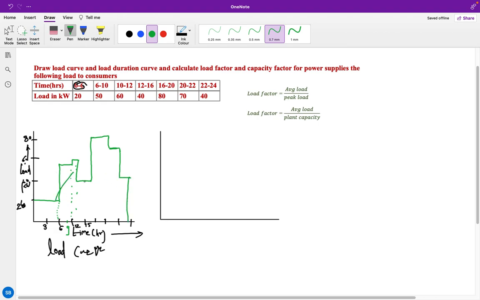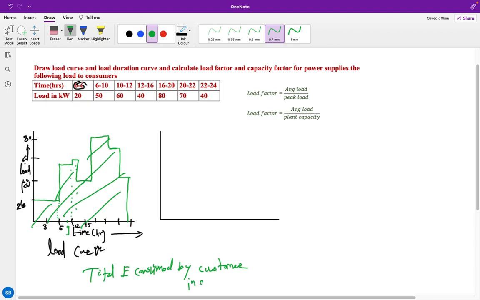Now the area below this load curve gives you the total energy consumed by the customer in 24 hours.